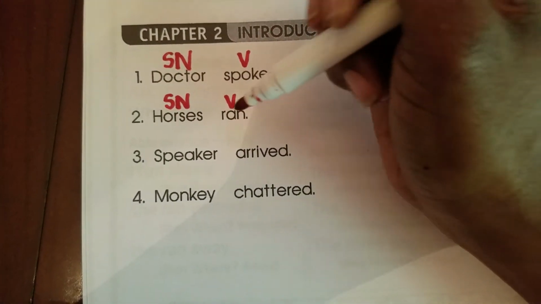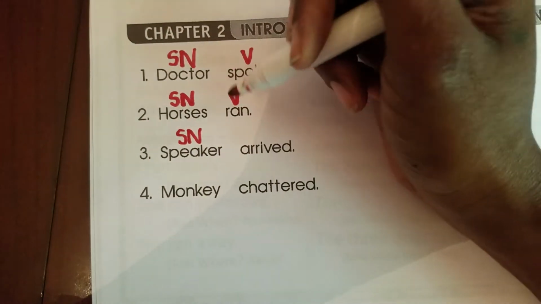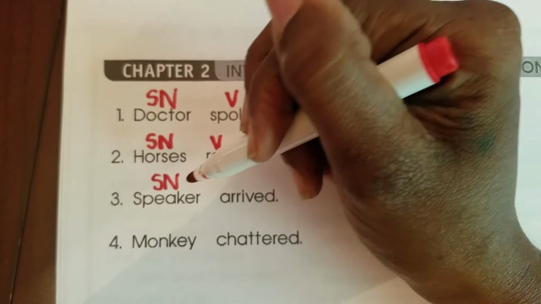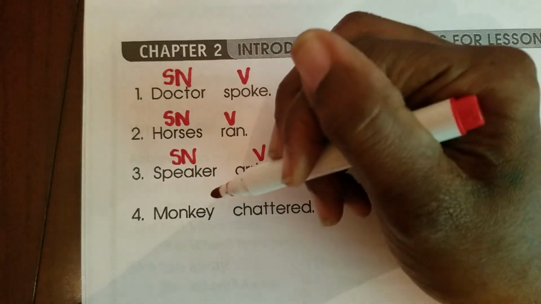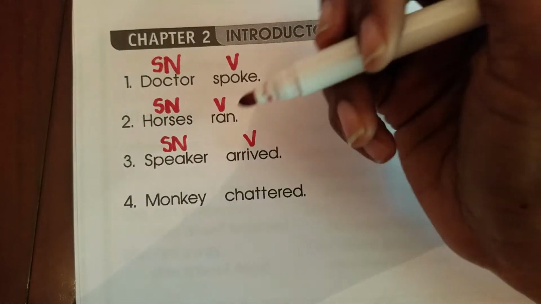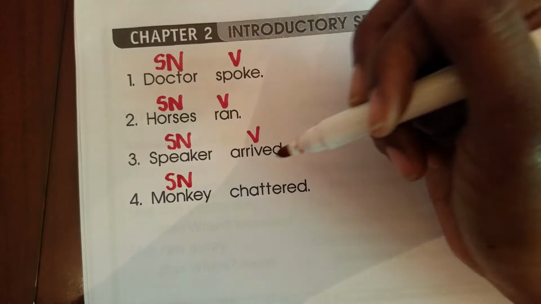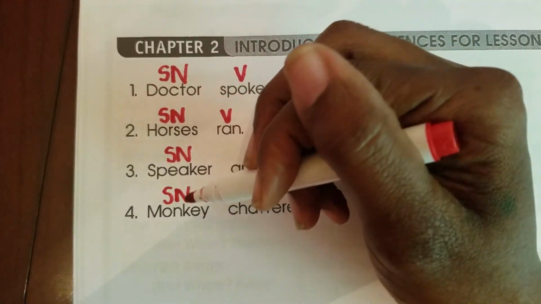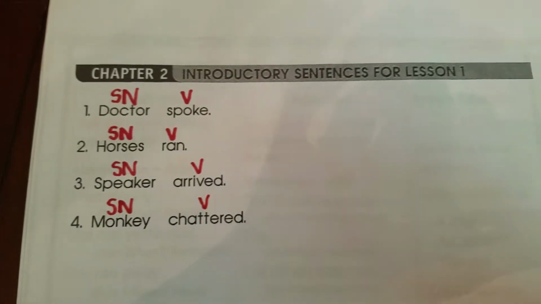Next. Number 3, "Speaker arrived." Who arrived? Speaker, subject noun. What is being said about speaker? Speaker arrived, verb. Lastly, "Monkey chattered." What chattered? Monkey, subject noun. What is being said about monkey? Monkey chattered, verb. So see, that's it.